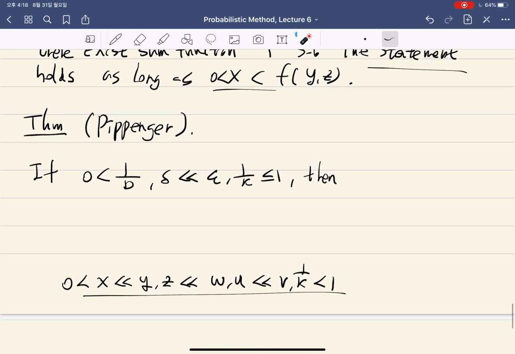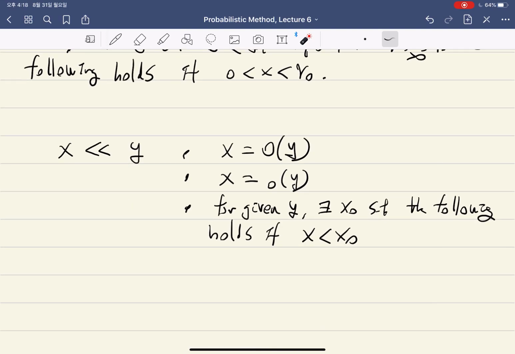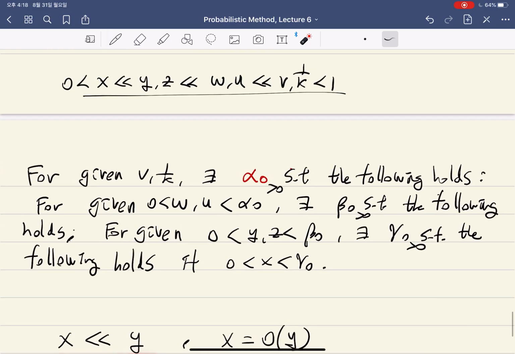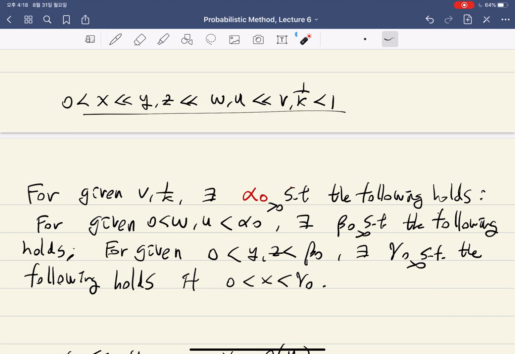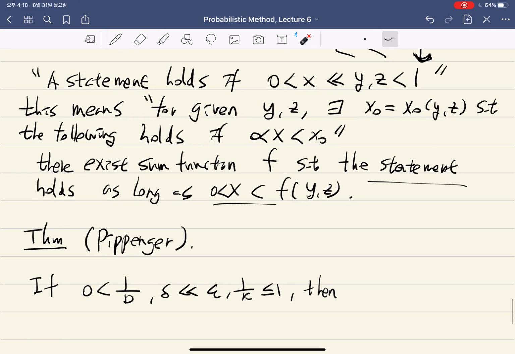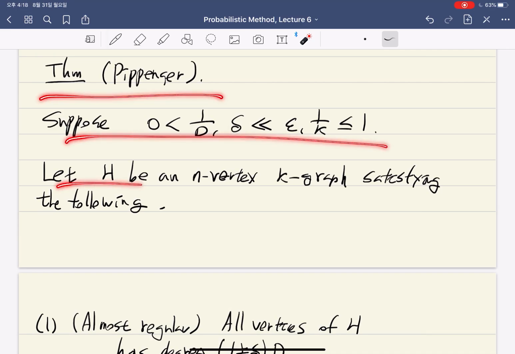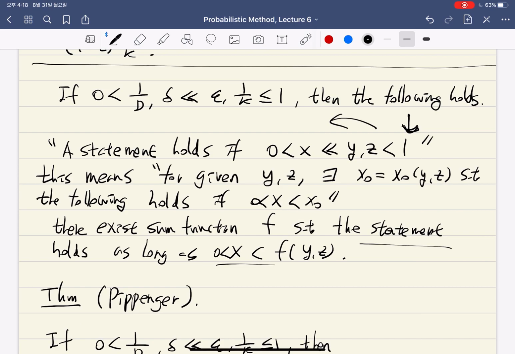Later we will take several constants and write in this way without specifying what these functions are. We don't really have to specify the function, so that's quite convenient for us. So we will actually write it this way. Anyway, back to our statement. We want to prove this hypergraph statement, a statement about hypergraph matching.